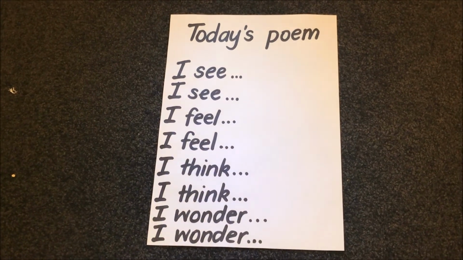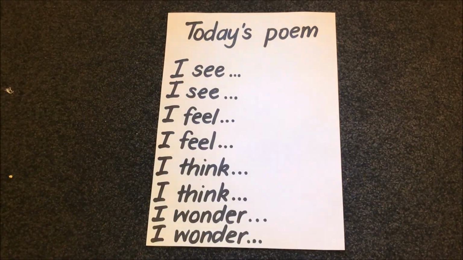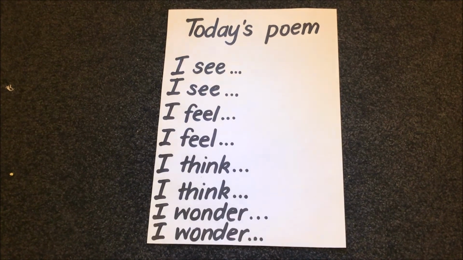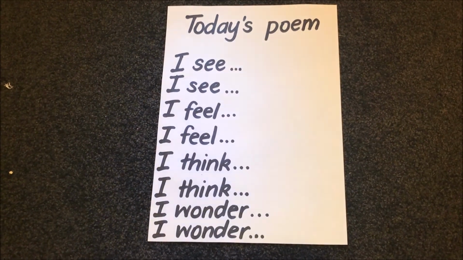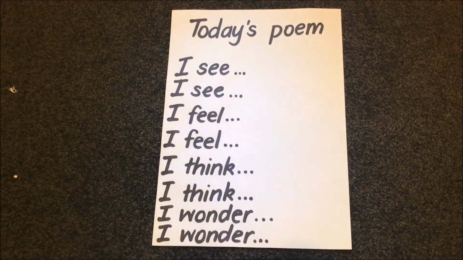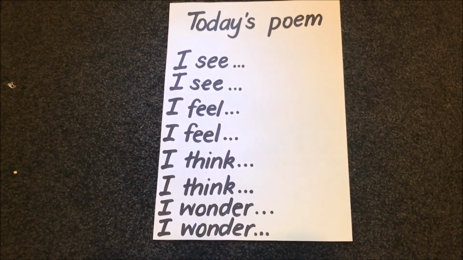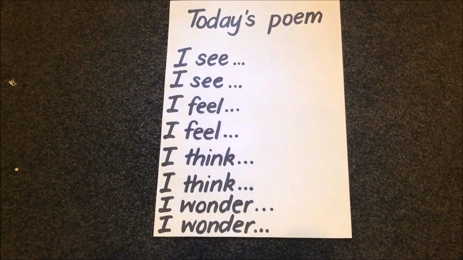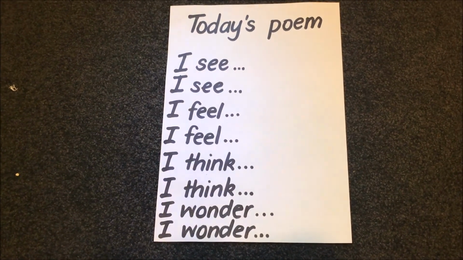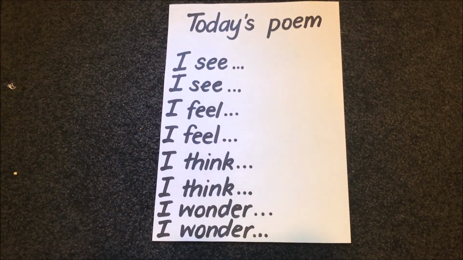Here's the format for what your poem will look like. Your first 2 lines will be about I see. Then you will have 2 lines based on I feel, 2 more for I think, and your last 2 lines talk about I wonder.